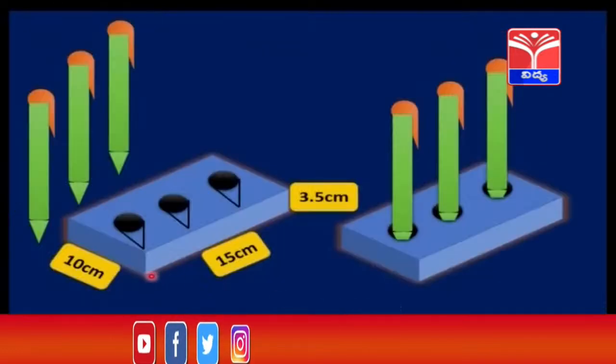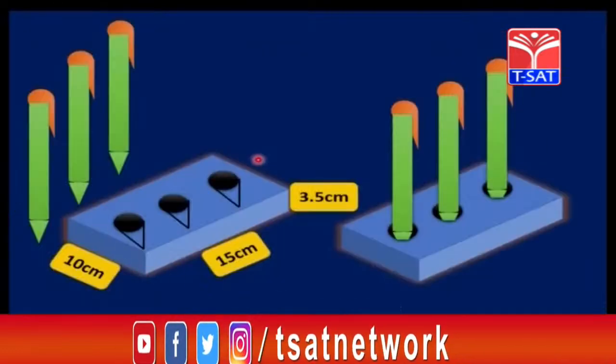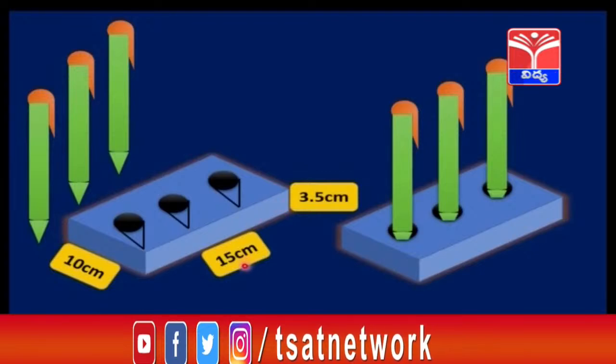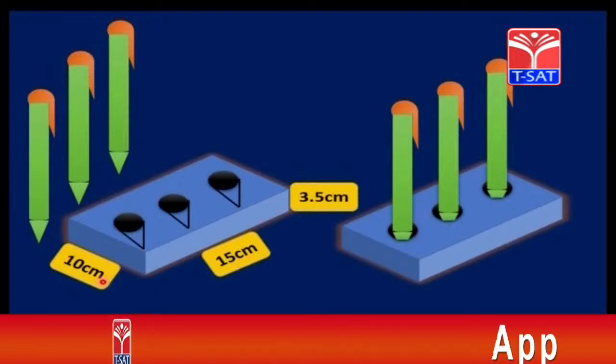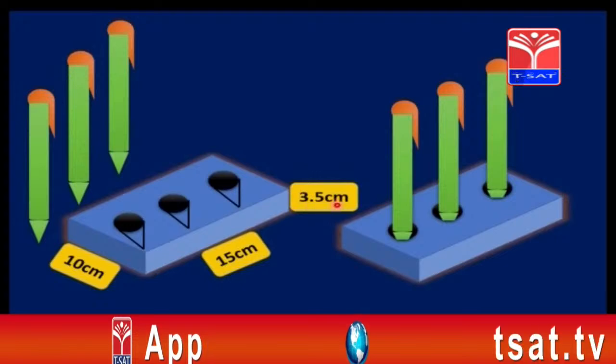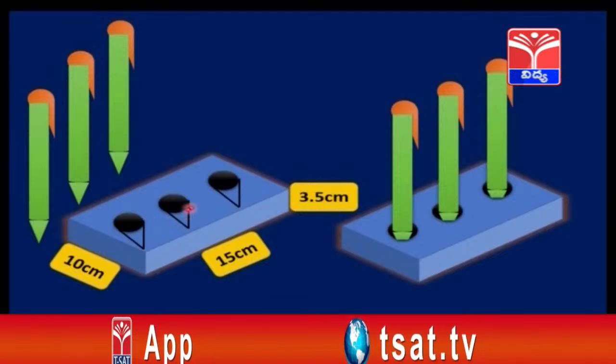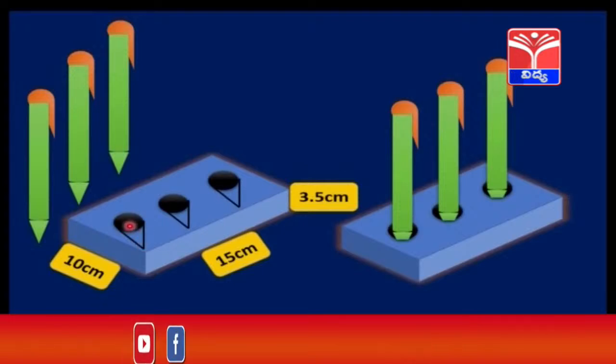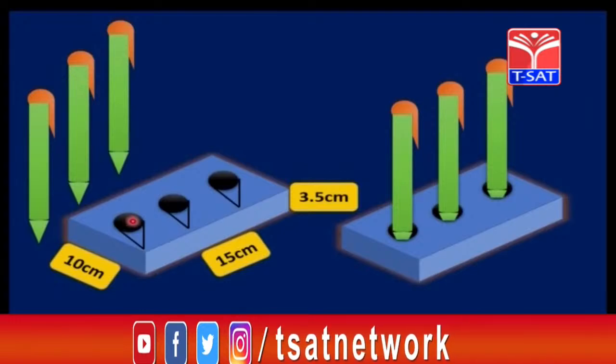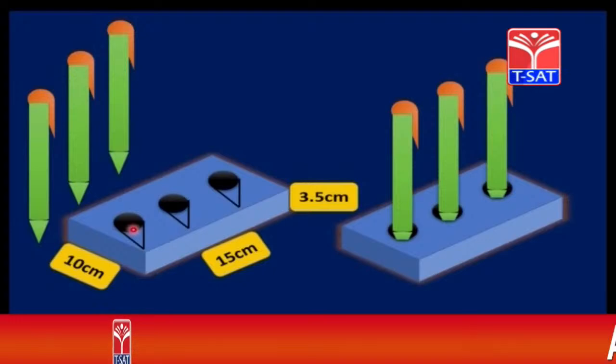So, see, this is a pen stand. It is in the form of a cuboid and the length is given 15 centimeter, breadth is given 10 centimeter and height is given 3.5 centimeter. So, these 3 are the conical depressions because they are in the form of a cone whose radius is given 0.5 millimeter and the depth, children, here the depth means height of the conical depressions, that is 1.4 millimeter.